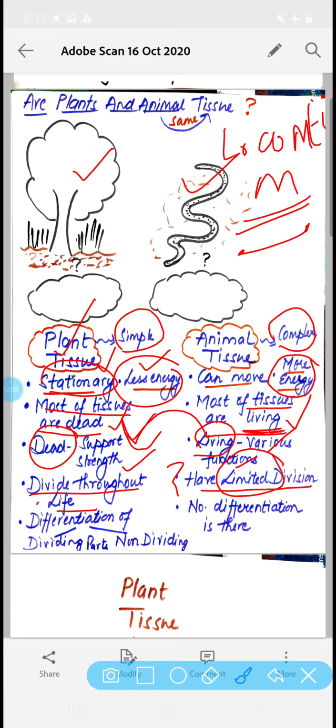An animal can grow up to a particular stage of life. After that, in animals, the growth stops.